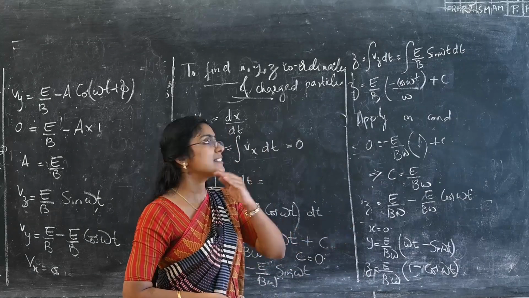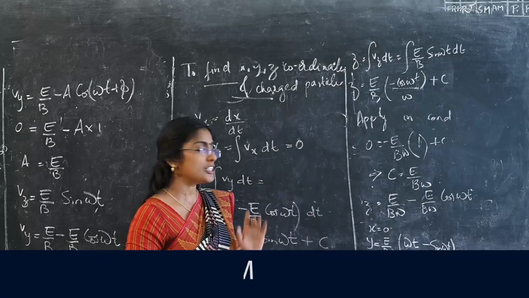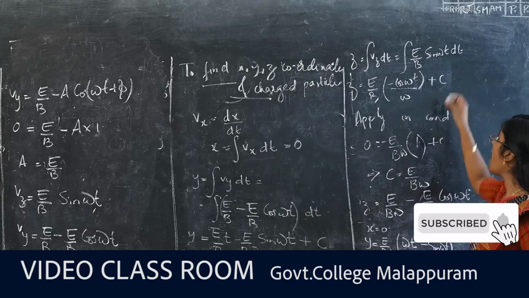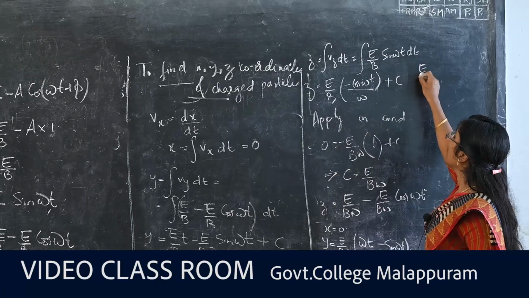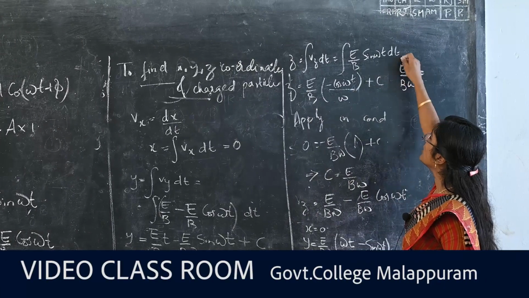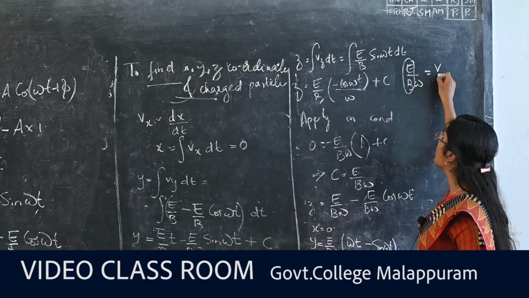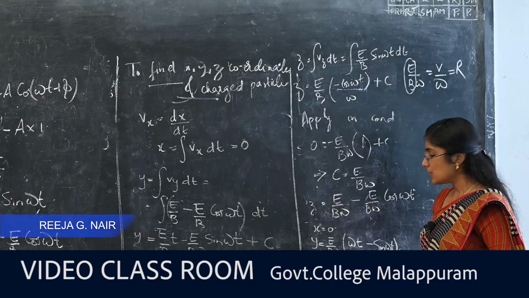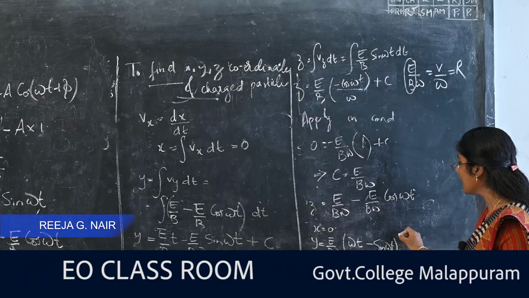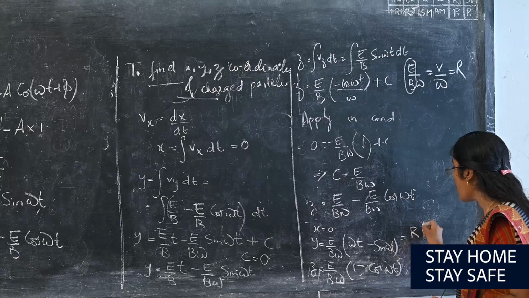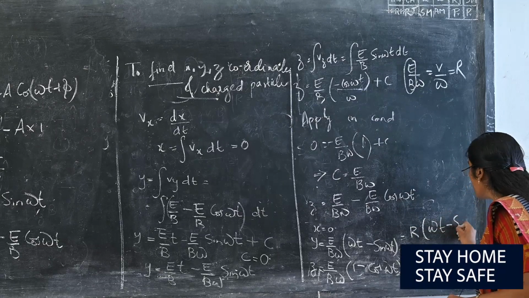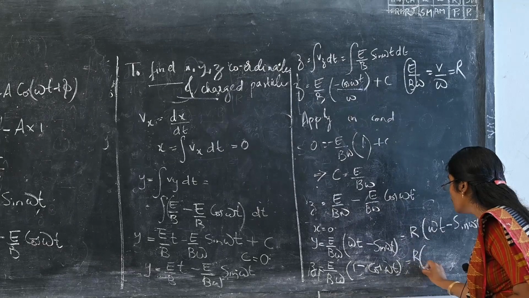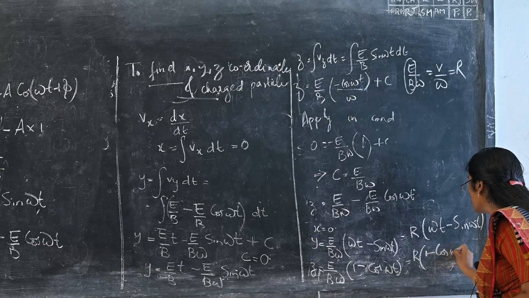Here again, for simplicity, I make one more substitution, that is I am going to substitute E by B omega with r. Is it possible? E by B omega, E by B means linear velocity, divided by angular velocity, is equal to the radial distance r. So I substitute these with r, so I get y is equal to r into omega t minus sin omega t, and z is equal to r into 1 minus cos omega t.